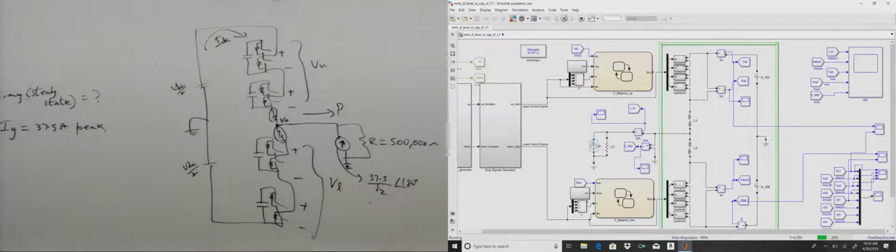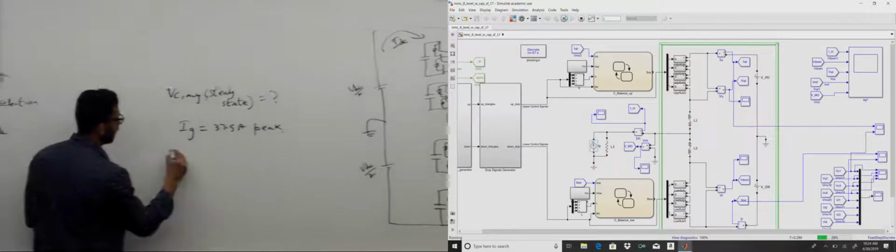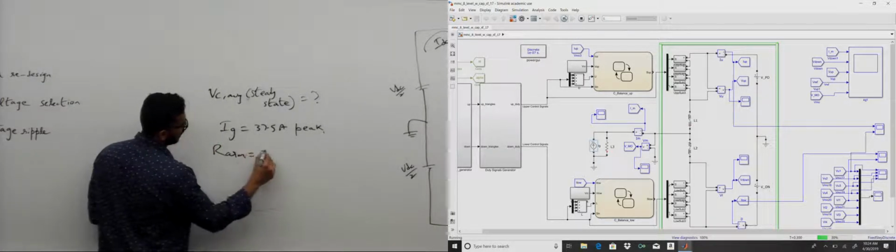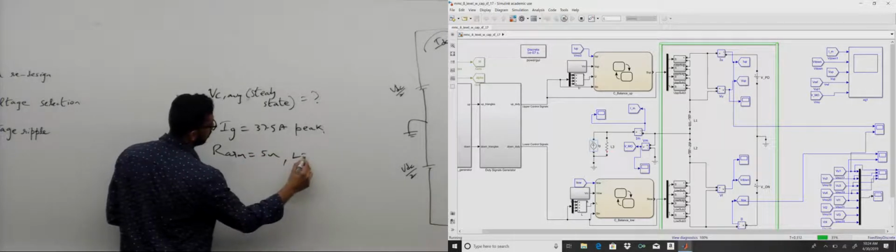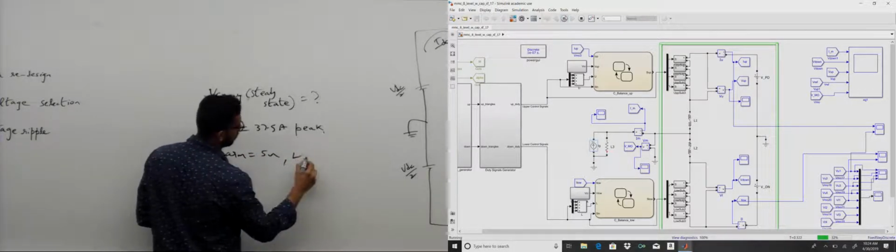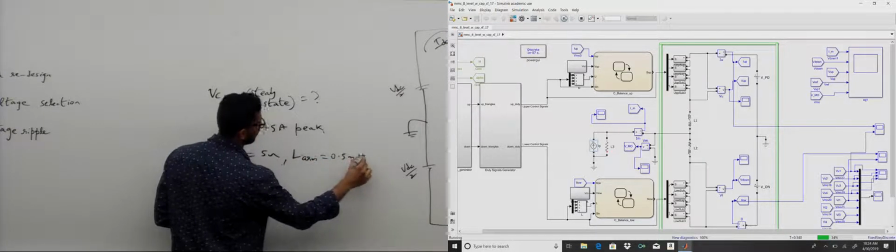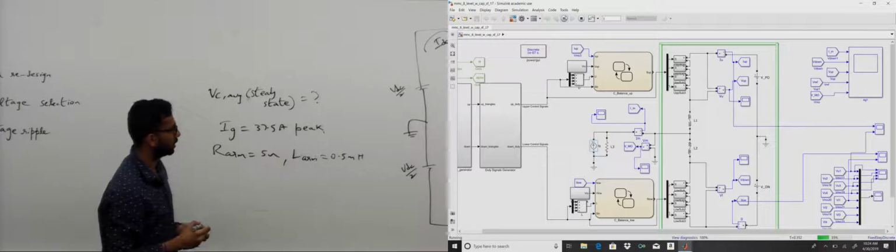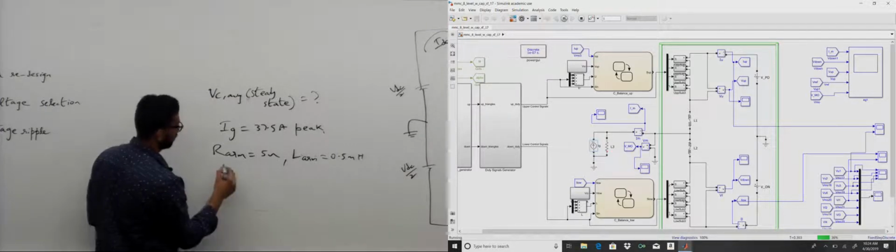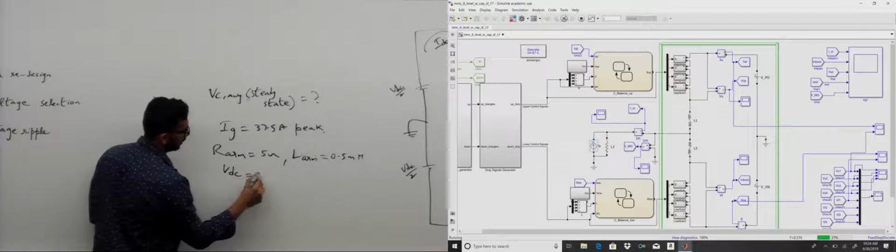What else do we have? We have R arm to be 5 ohms, L arm to be 0.5 millihenry, and then we have VDC to be 5000 volts.